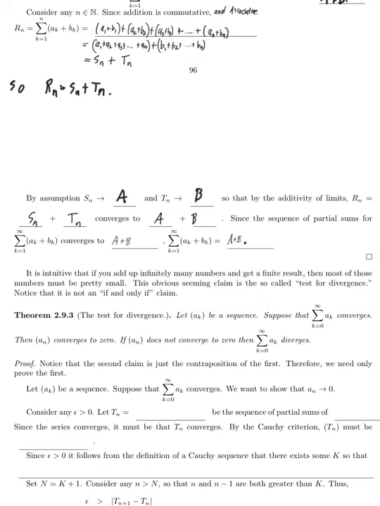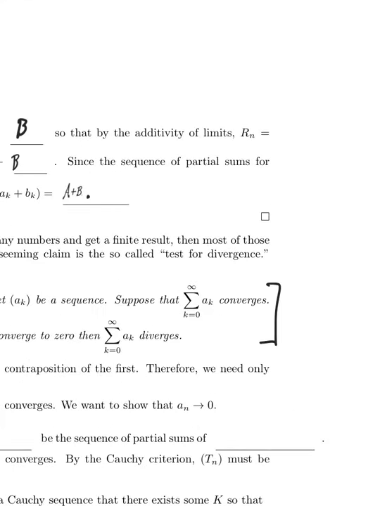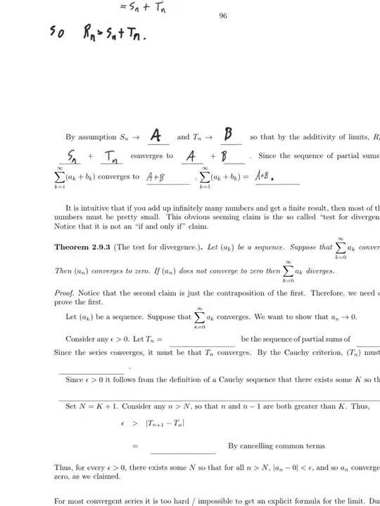So let's prove that. Let a_k be a sequence. Let's suppose that the sum of all of the a_k converges. Then the sequence a_n converges to 0. The contrapositive of exactly that is: if the sequence a_n does not converge to 0, then the series diverges. And maybe I'll point out this is not if and only if, and it's not claiming to be if and only if. In fact, the if and only if claim would just be false.